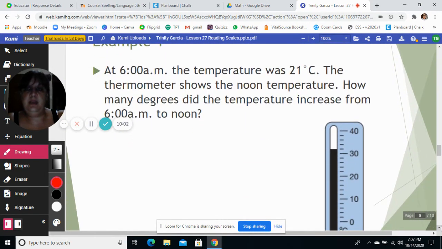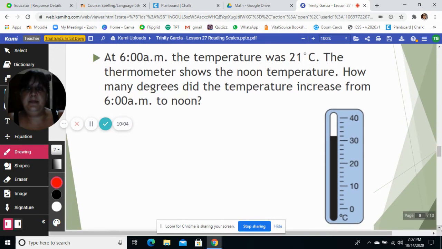Example 1. At 6 a.m., the temperature was 21 degrees Celsius. The thermometer shows the noon temperature. How many degrees did the temperature increase from 6 a.m. till noon? Okay, so we can say that at 6 a.m., the temperature was 21 degrees.